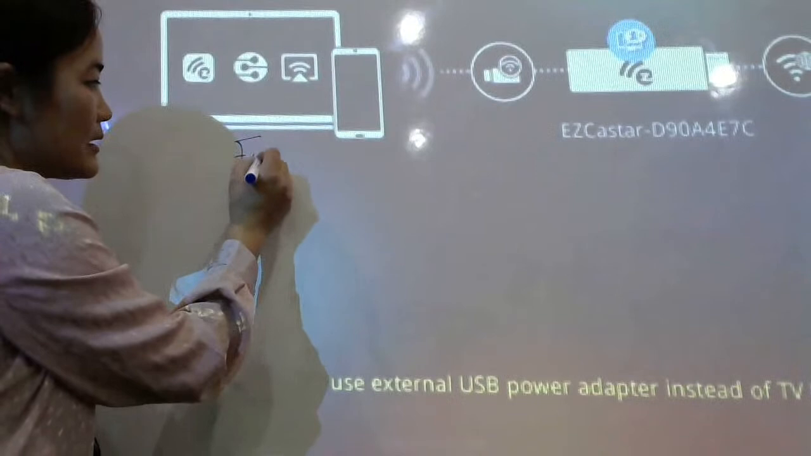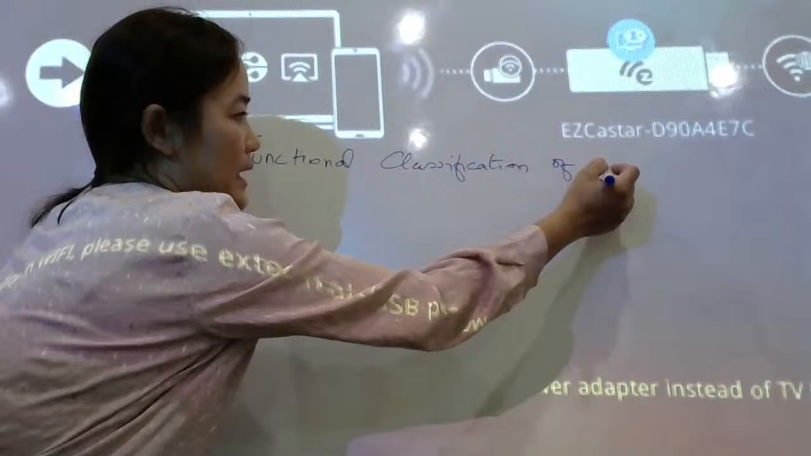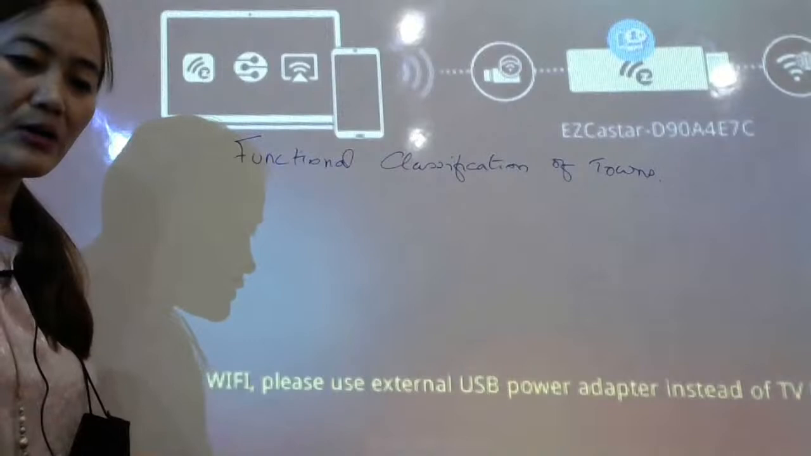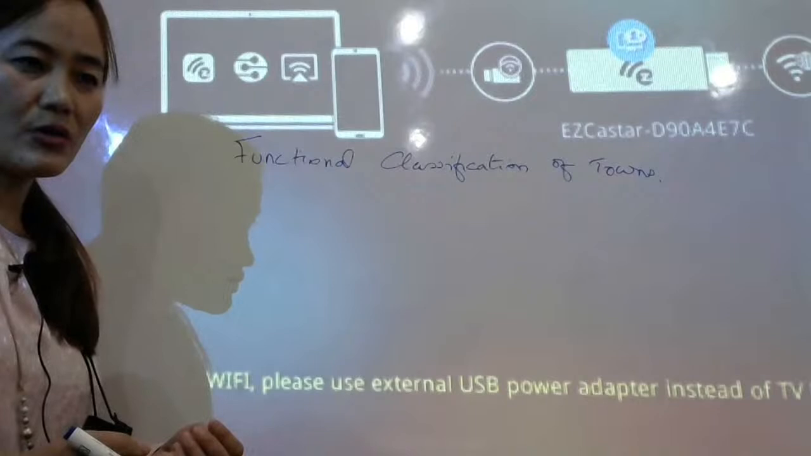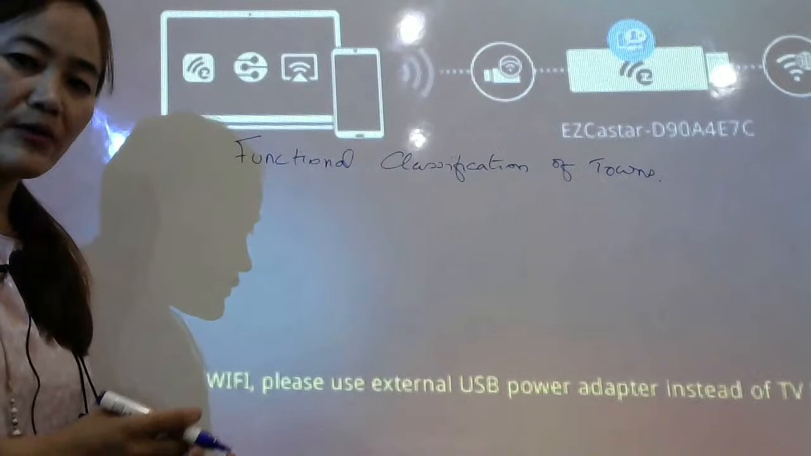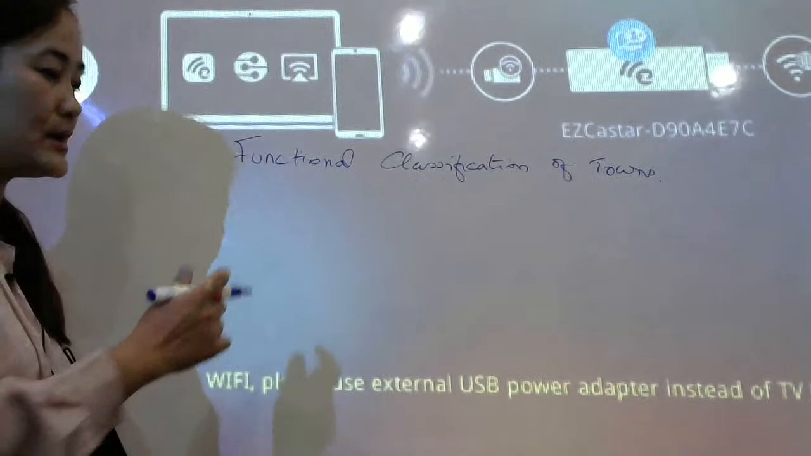Functional classification of towns is a type of urban settlement classification where different urban centers are divided into types according to their performances and activities, which are their first priority. Okay. Number one is administrative town.